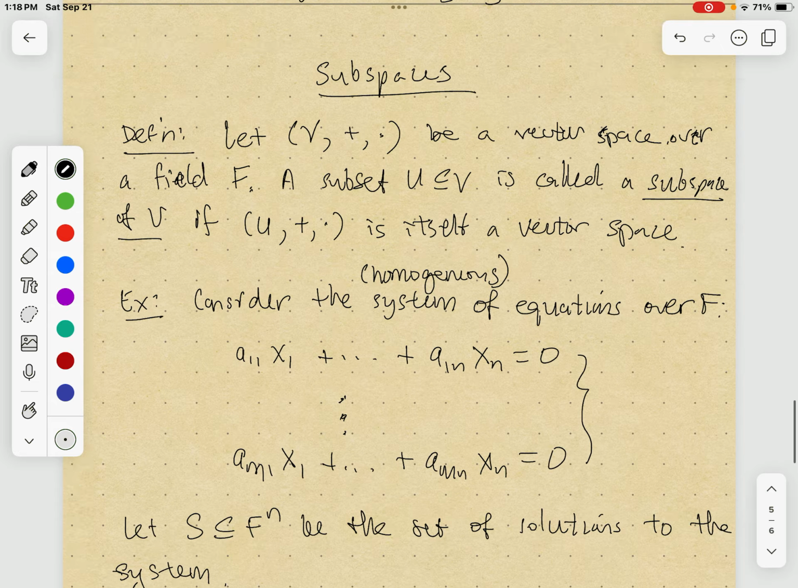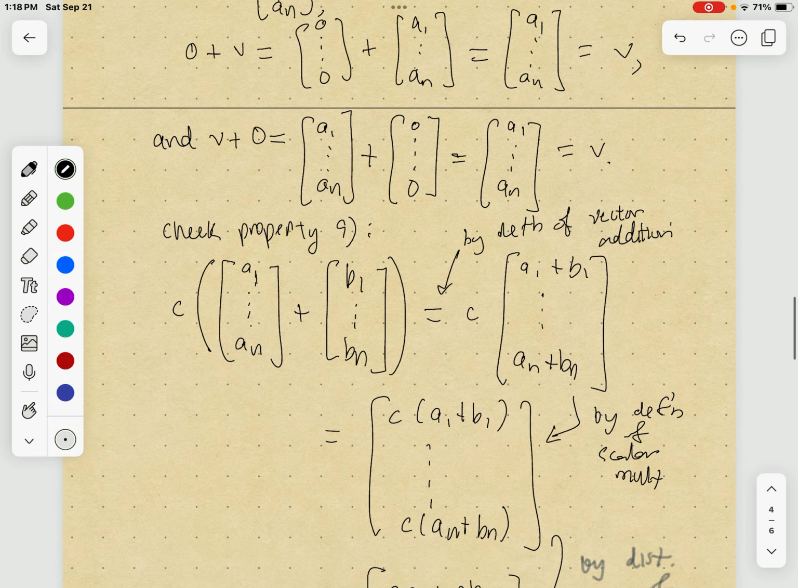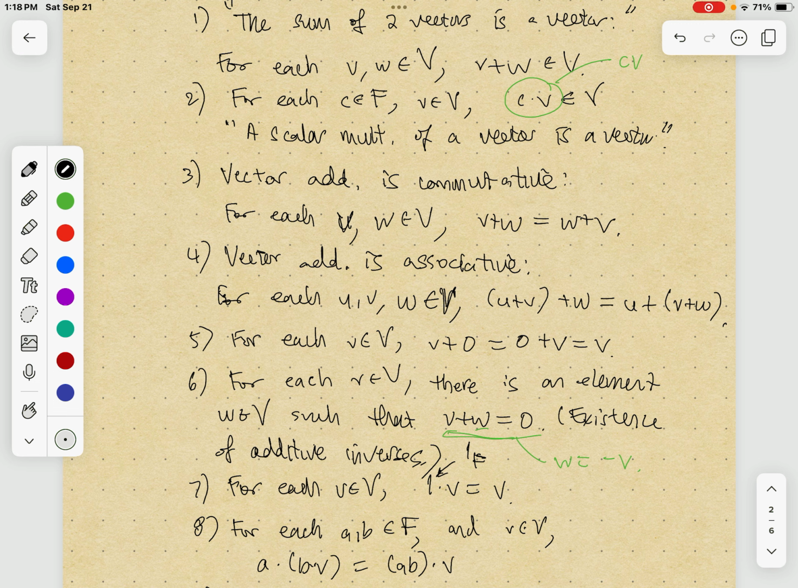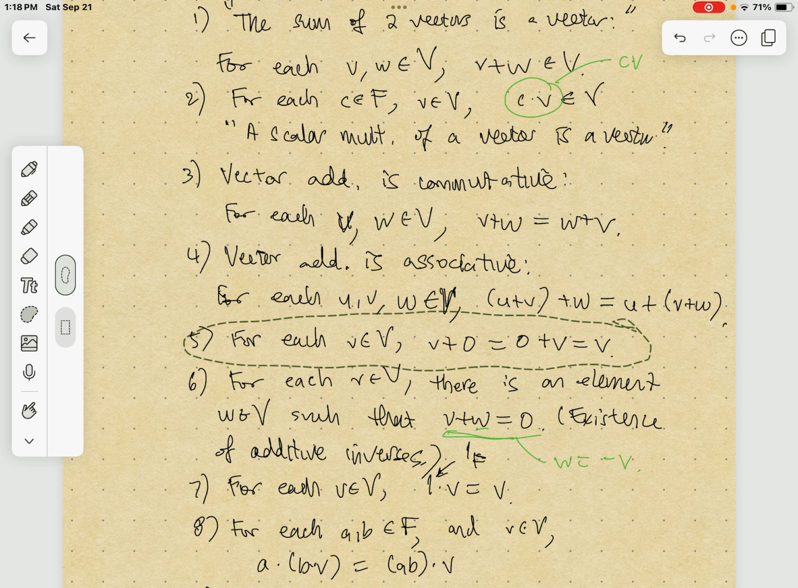Okay, now if you think about it, do we need to check, let's go back here to property 5, do we need to check that for every V in S, V plus 0 is 0 plus V equals V? Well, the answer is no. We don't need to check that. How come?